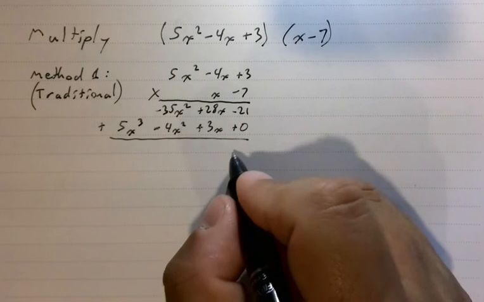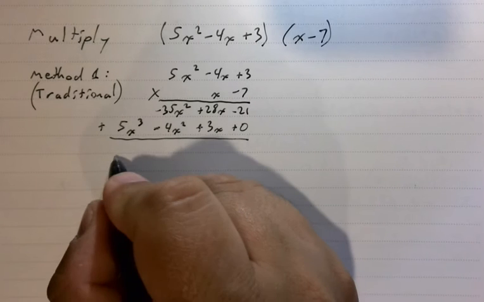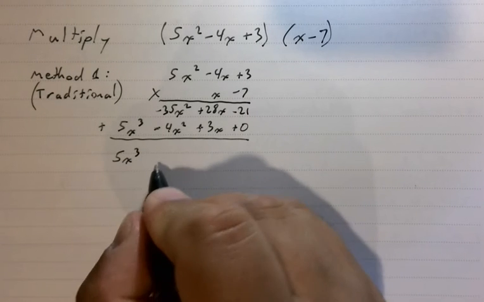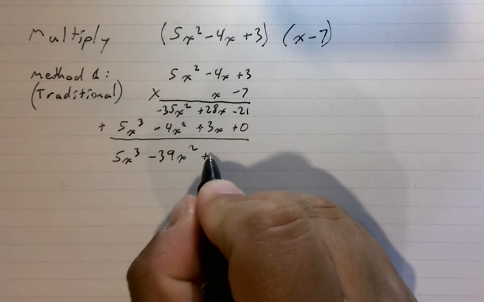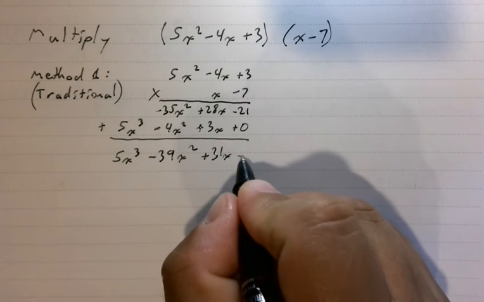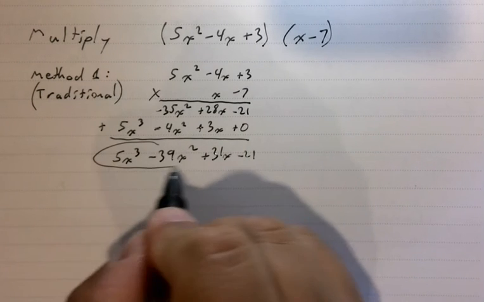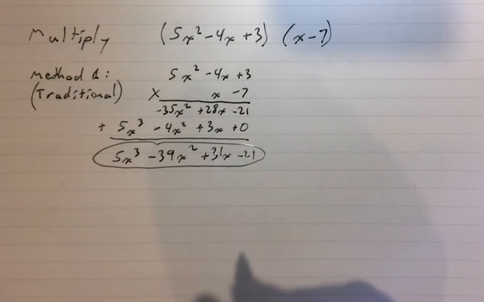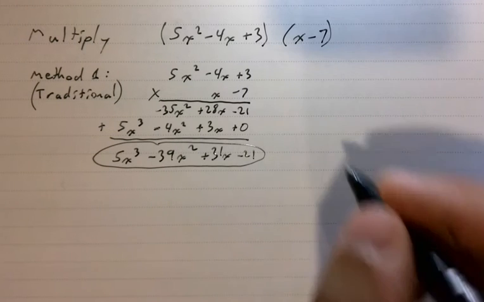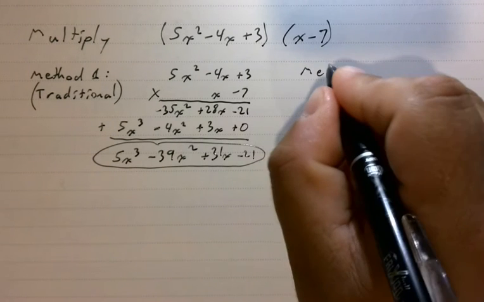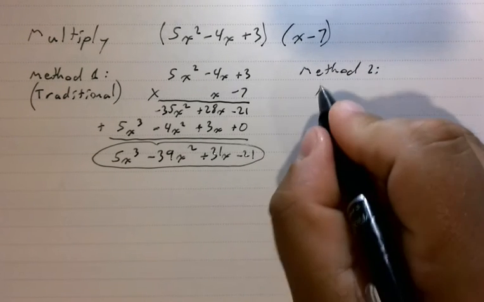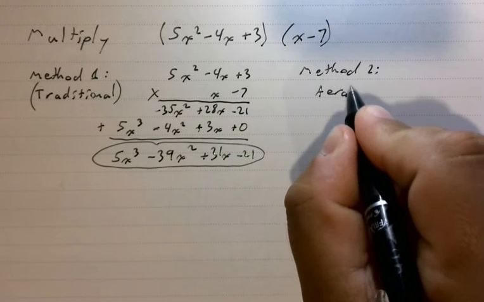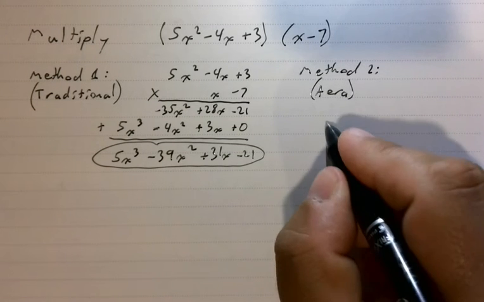Now we'll just add the like terms. So we have 5x cubed minus 39x squared plus 31x minus 21. And here is our answer. Now, the second method was the area method, and that works for this as well.